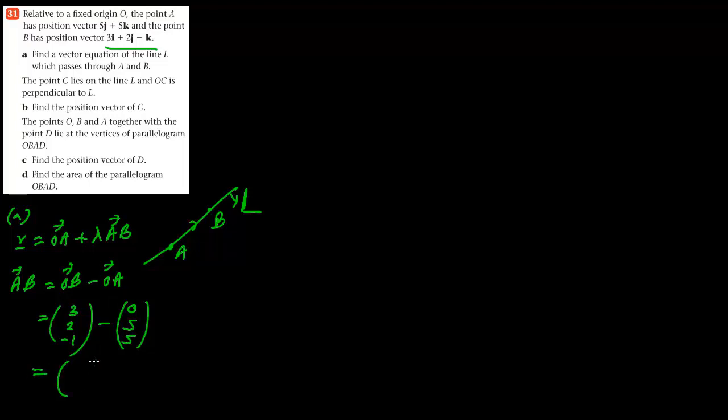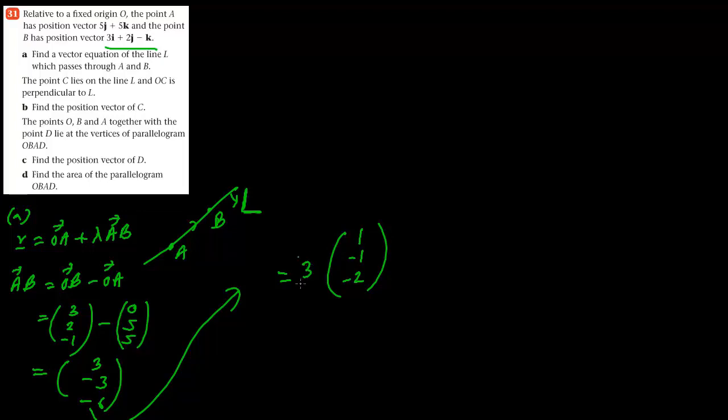If we subtract, this would be 3, this would be minus 3, and this would be minus 6. So the direction vector is going to be, once we take the scalar common, if we take 3 common, it would be 1, minus 1, and minus 2. The direction vector is what we have besides the scalar quantity 3. Therefore, the vector equation of the line is OA, which is 0, 5j, 5k, plus lambda times the direction vector 1, minus 1, minus 2. Always remember, you have to take the scalar common, and whatever is left over is the direction vector.